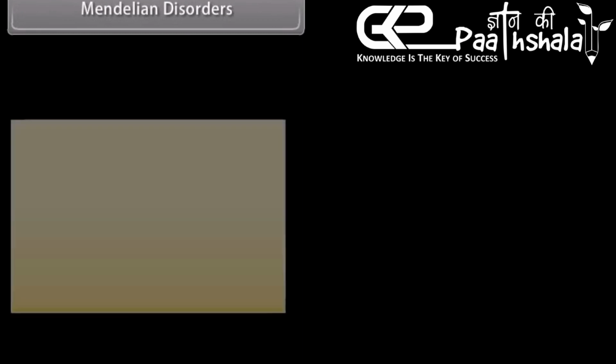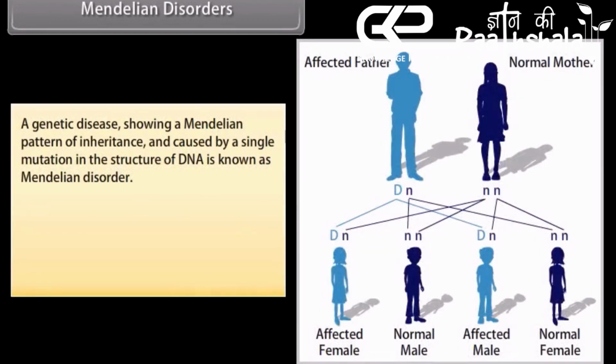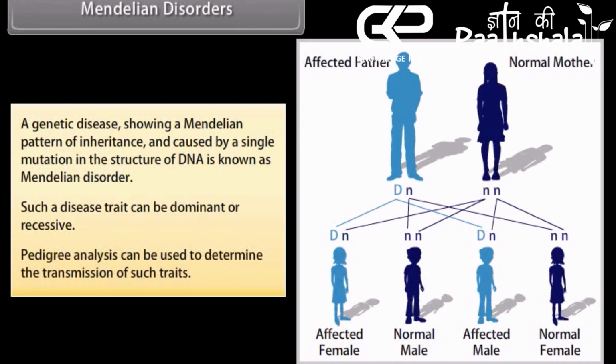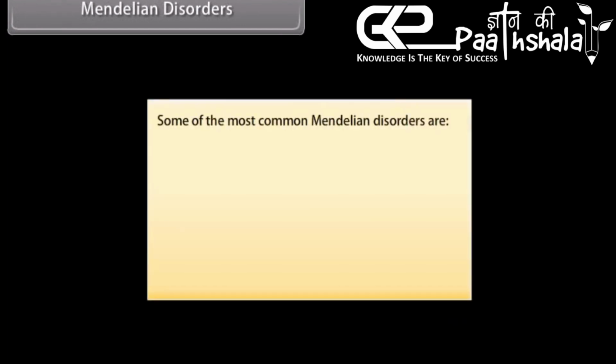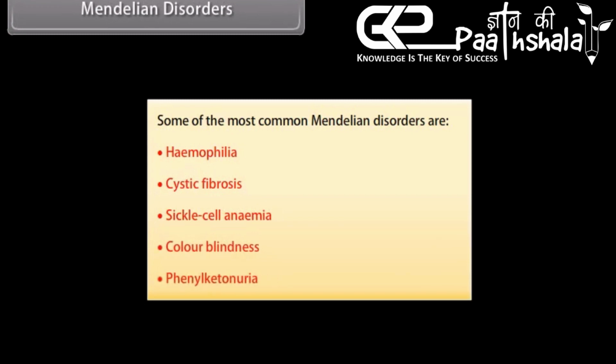Mendelian disorders. A genetic disease showing a Mendelian pattern of inheritance and caused by a single mutation in the structure of DNA is known as a Mendelian disorder. Such a disease trait can be dominant or recessive. Pedigree analysis can be used to determine the transmission of such traits. Some of the most common Mendelian disorders are hemophilia, cystic fibrosis, sickle cell anemia, color blindness, and phenylketonuria.